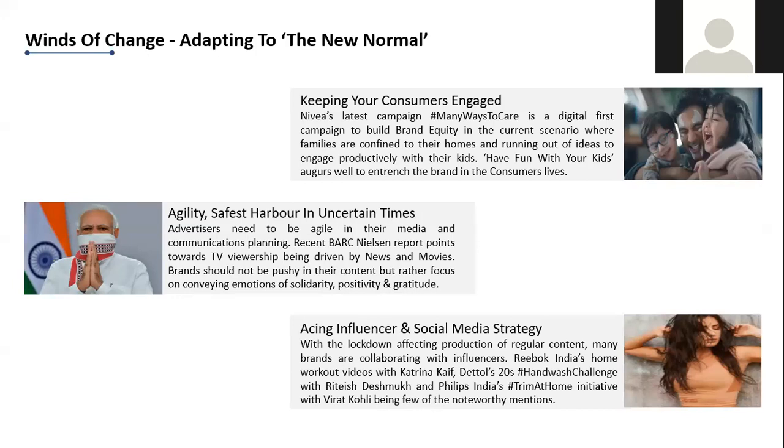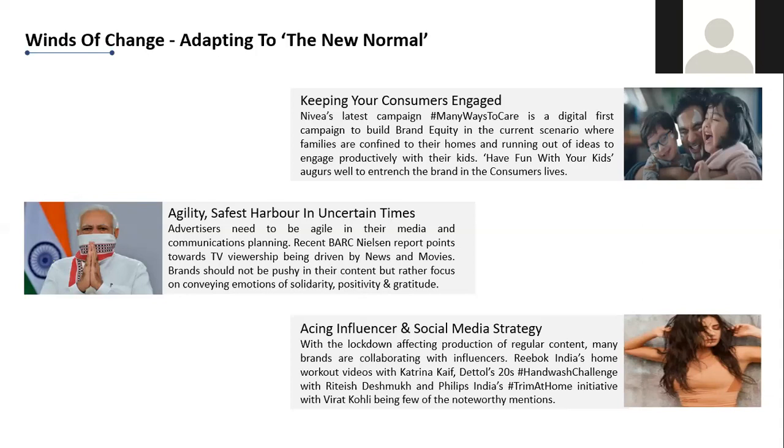So Nivea's latest campaign, which they launched during the lockdown period, is all about hashtag many ways to care. It's a digital first campaign asking people what are the different ways in which they could stay at home and still have fun with their kids. You ask consumers to share their fun moments, their ideas of how they are engaging or spending time with their kids. And it was a campaign that was really successful and really went viral.